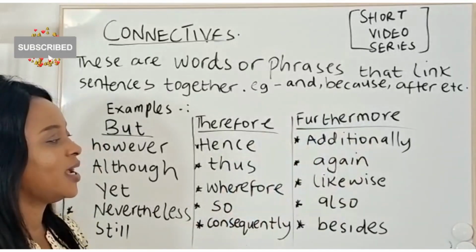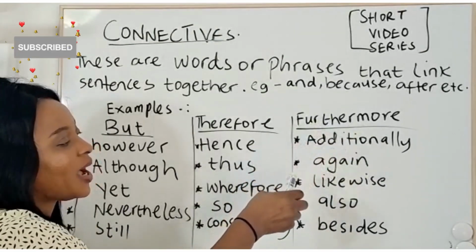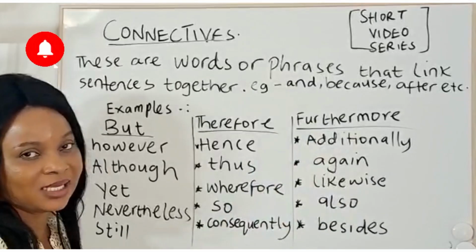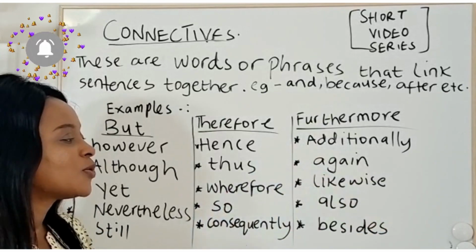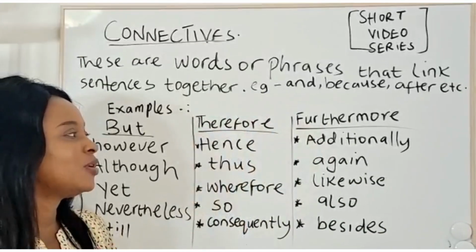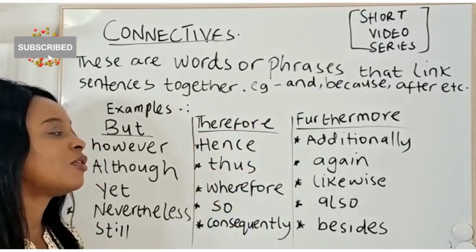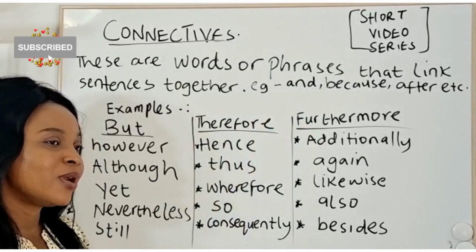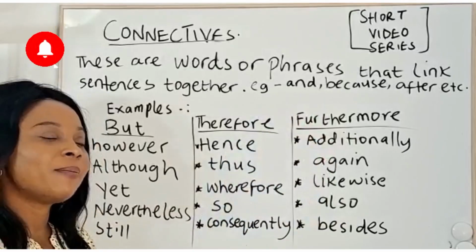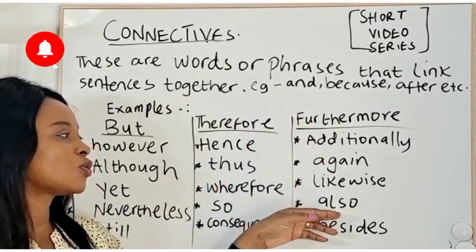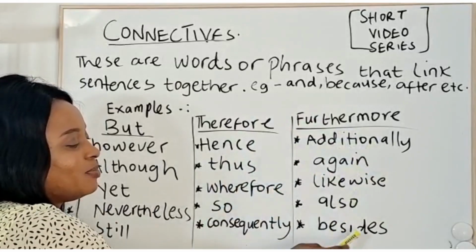Then we have another word here, likewise. So if I need to keep using the word furthermore, I'll use likewise. Sometimes people use similarly. Another word you can use here is "also". For example, it will rain today according to the meteorologist. Also, it will rain at midnight. So instead of saying furthermore, you can use the word also: it will also rain at midnight. Another one you can use in place of furthermore is besides.